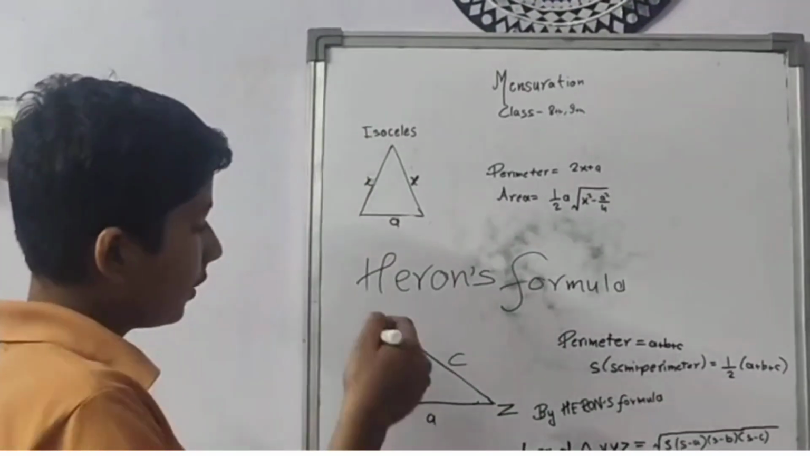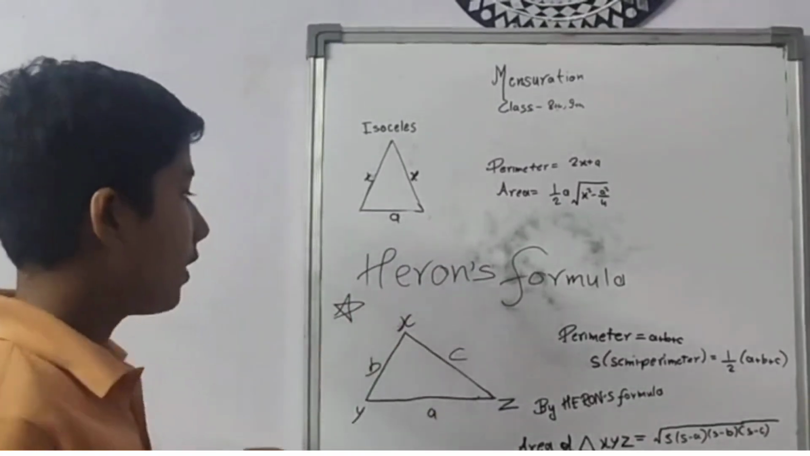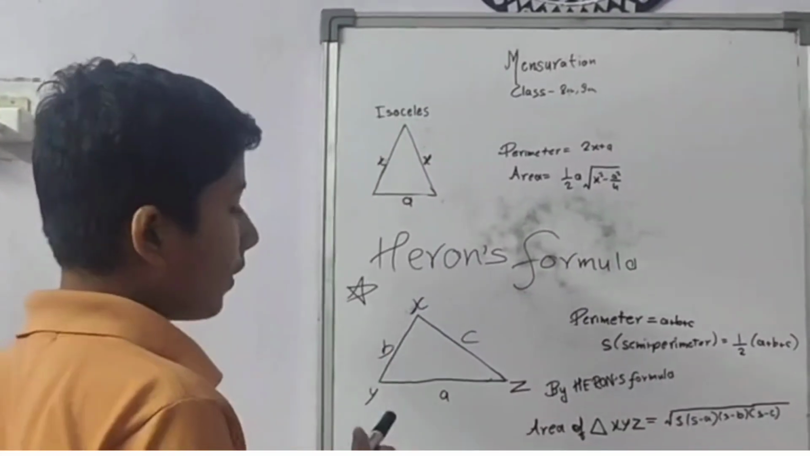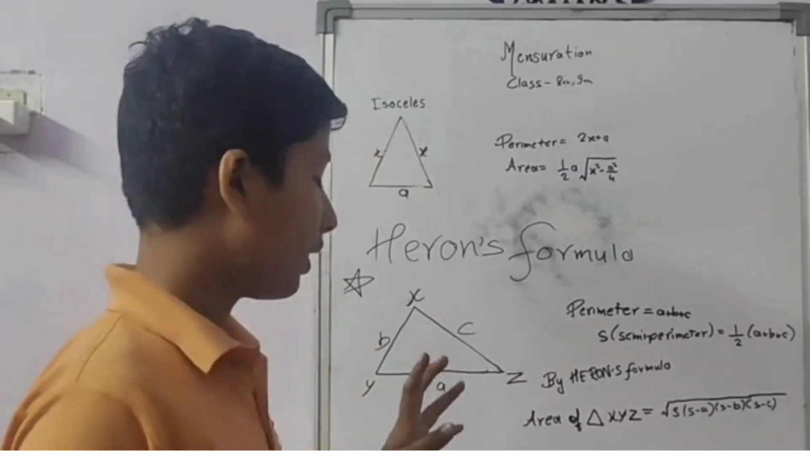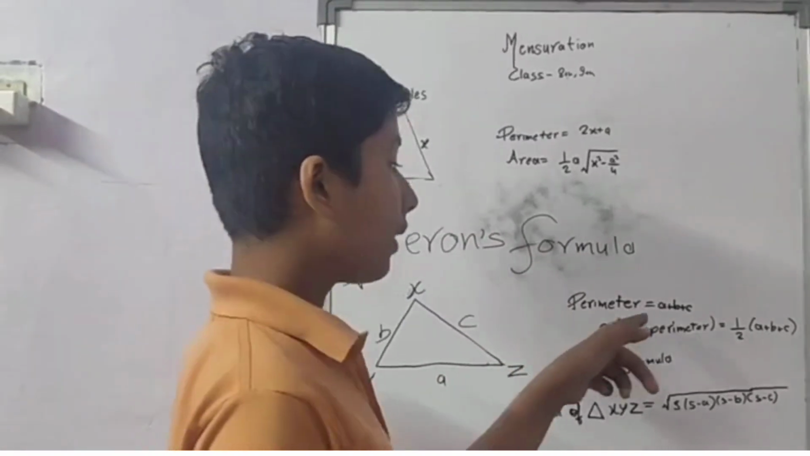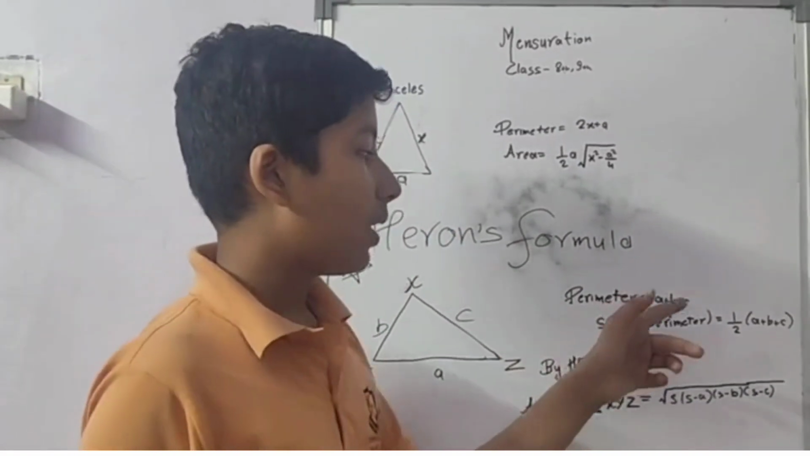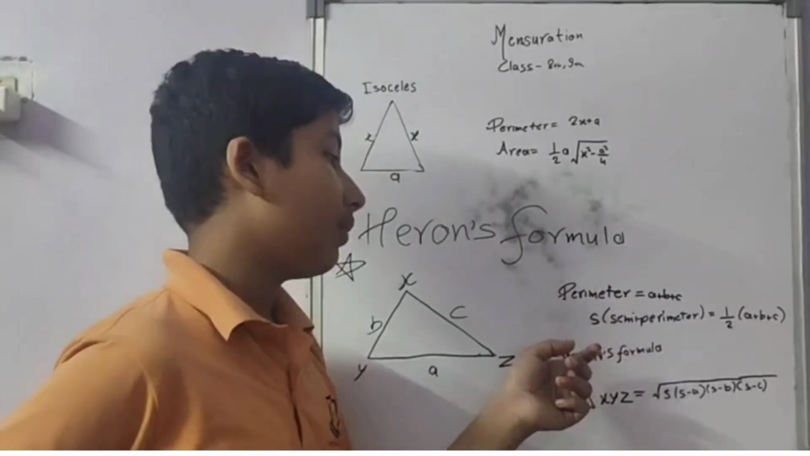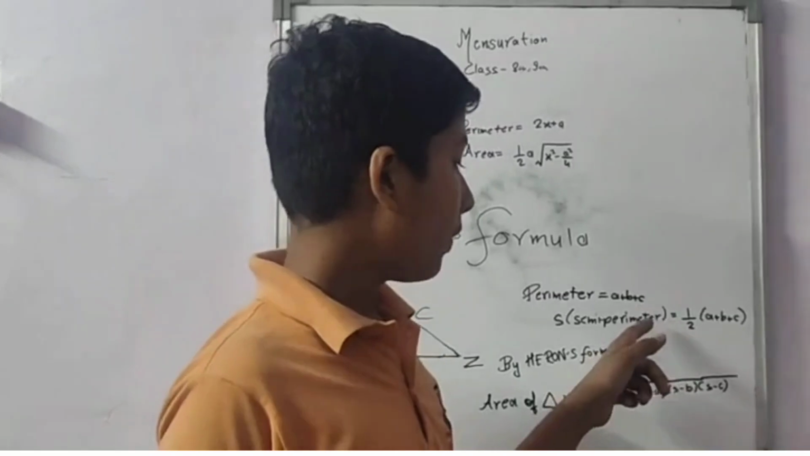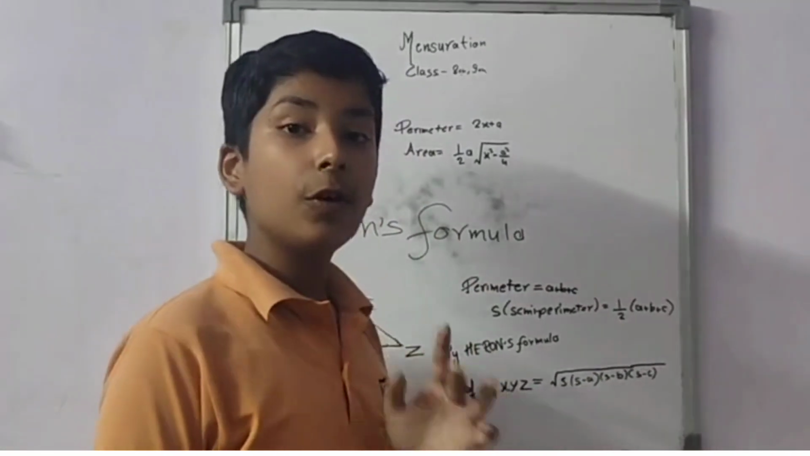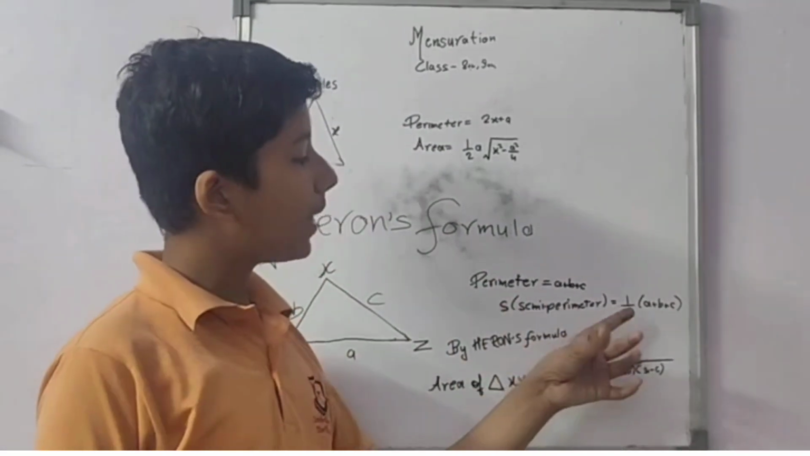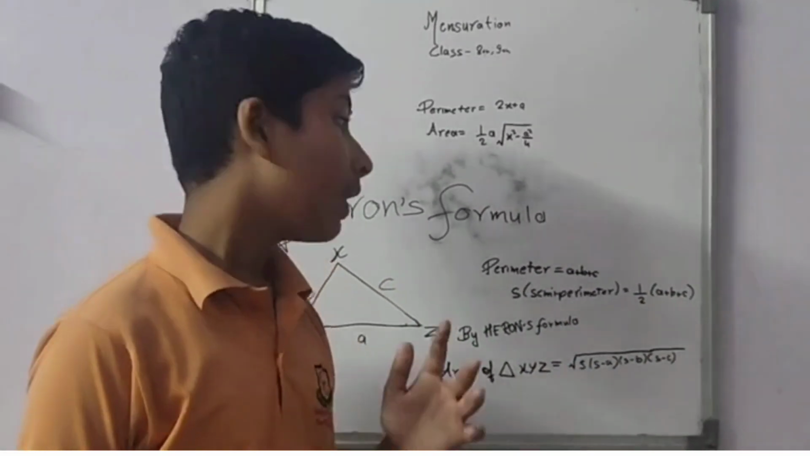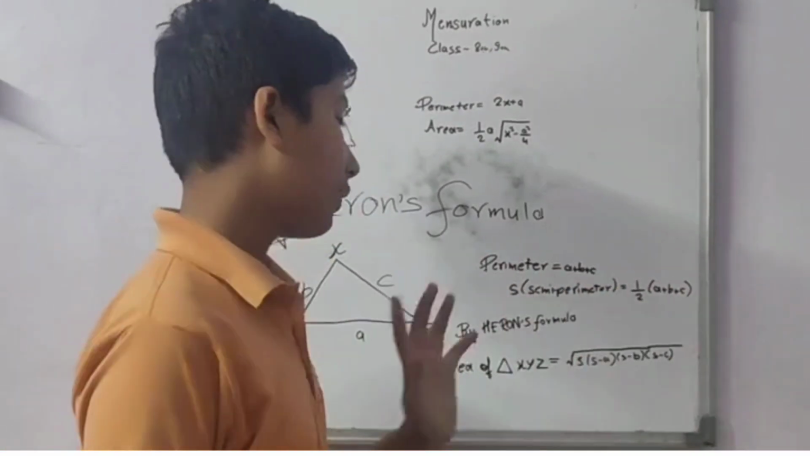Now the most important, I'll mark a star. It is Heron's formula. What is it? Let's assume a triangle XYZ. Naming is triangle XYZ. Perimeter, we know for a triangle, is A plus B plus C. What will be S? S is also known as the semi-perimeter. So the semi-perimeter will be half of the perimeter, meaning 1 by 2 into A plus B plus C. A plus B plus C, what is it? It's the perimeter. Perimeter divided by 2.